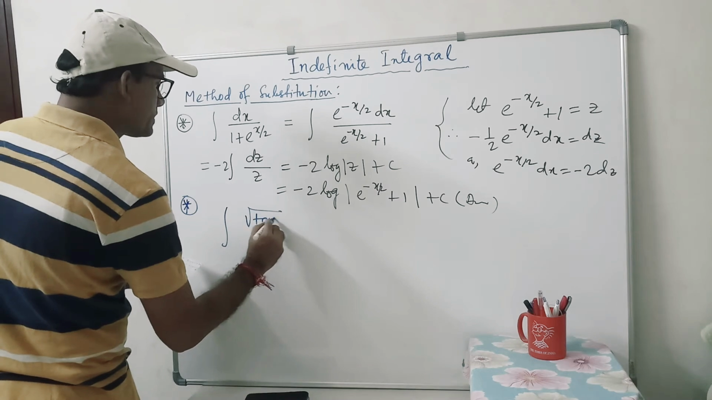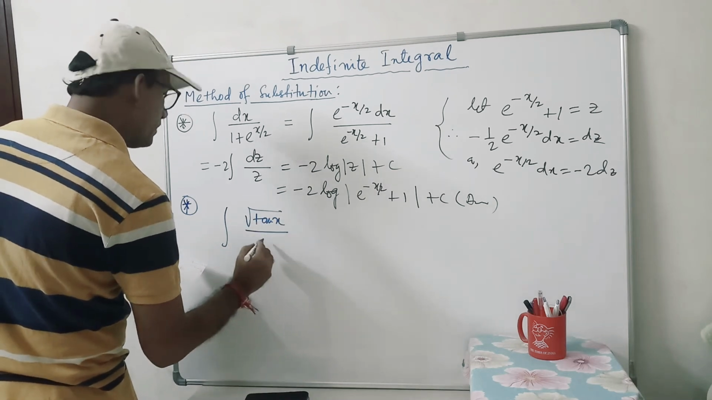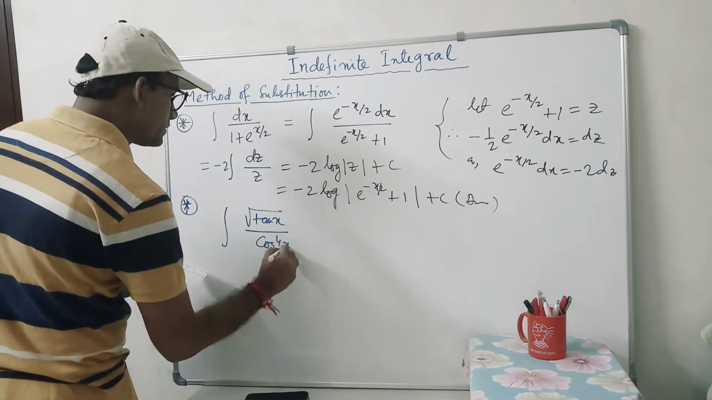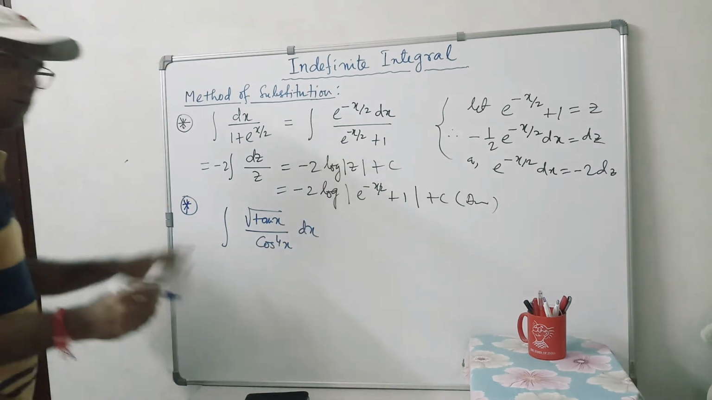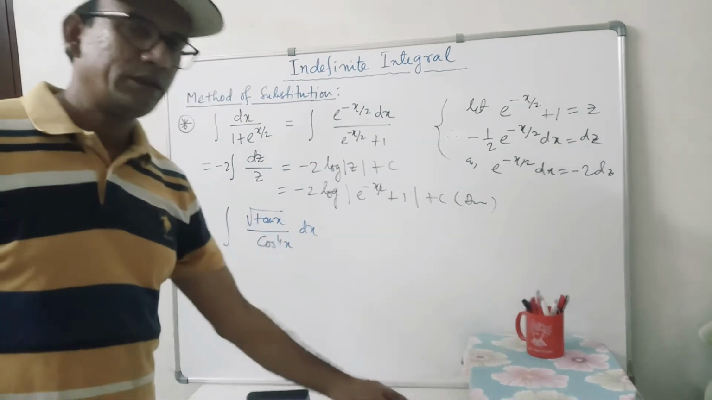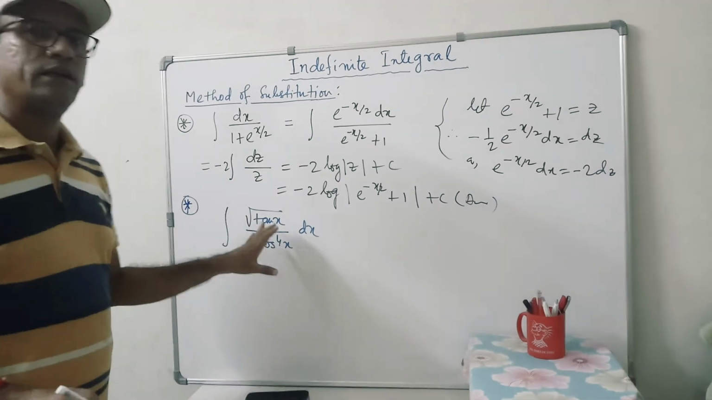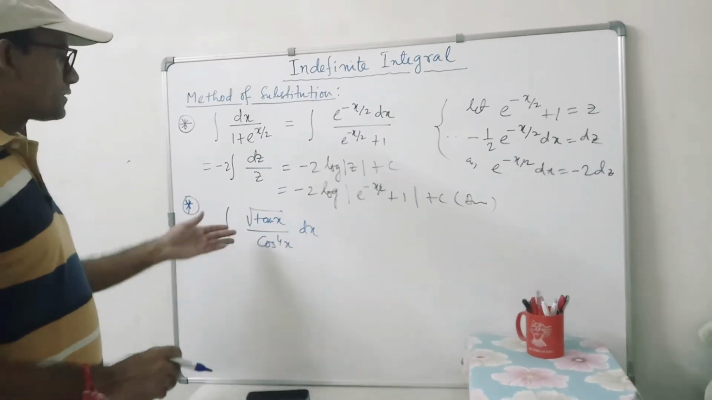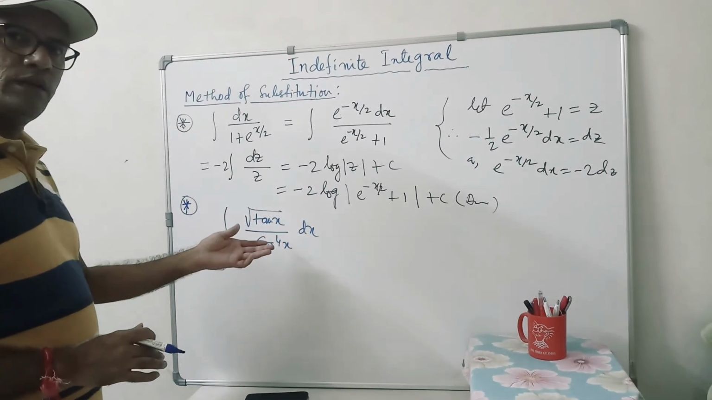Integration root tan x by cos to the power 4 x dx. This is a purely trigonometric function. The integrand here is purely a trigonometric function. So let's see how I can deal with this integral.